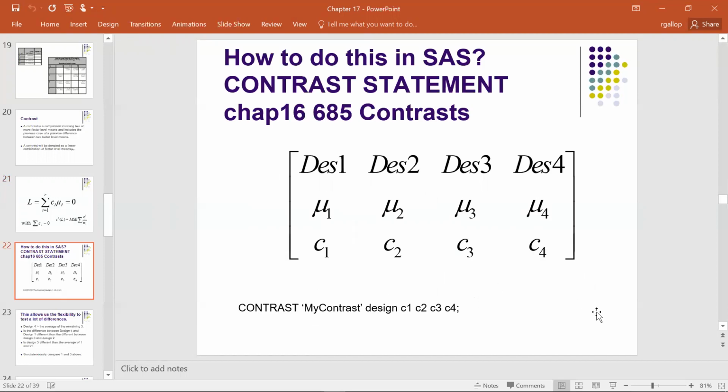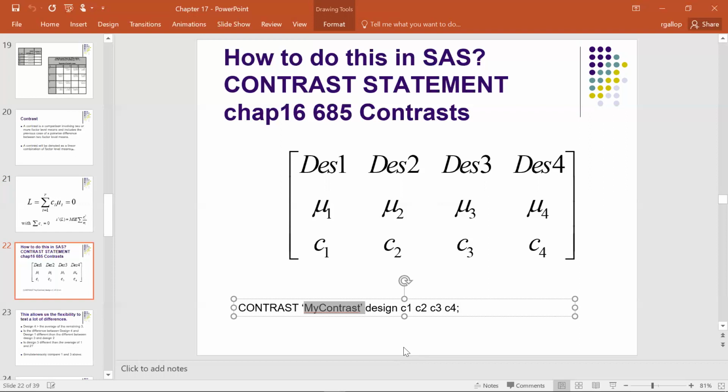So now, in this situation, we could think of having the cell means for the 4 designs of the Kent data, and then we have these respective coefficients. In SAS, the formation of the contrast is the CONTRAST statement. We put a label on a contrast, separated by either single quotes or double quotes. Remember in SAS, if you start with a single quote, you end with a single quote. You start with a double, you end with a double.